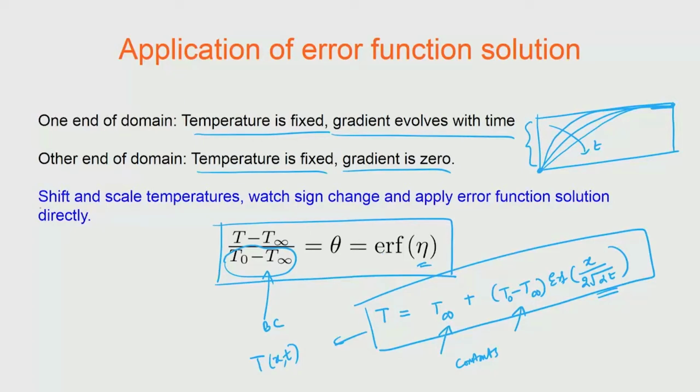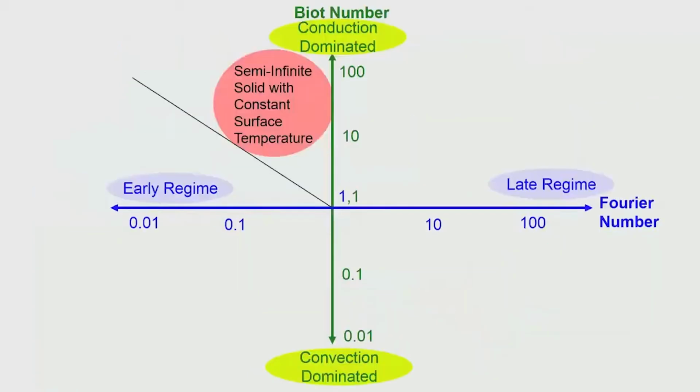So, shift and scale the temperatures and then look at the change of sign, because this plot may be on the other side. If the plots look the other way, then look at the sign difference and adjust it so that you can write the solution directly. So, very often error function solutions can be written by visual inspection of the appearance of the temperature profile.